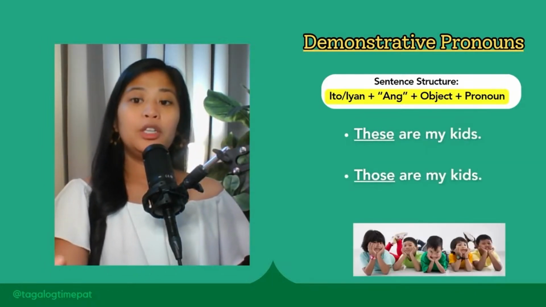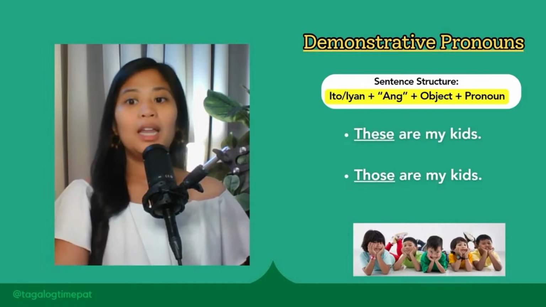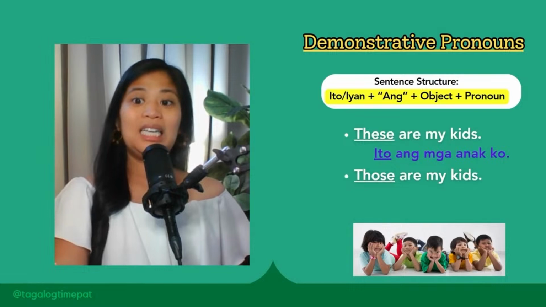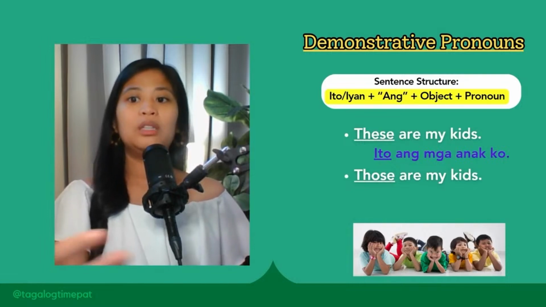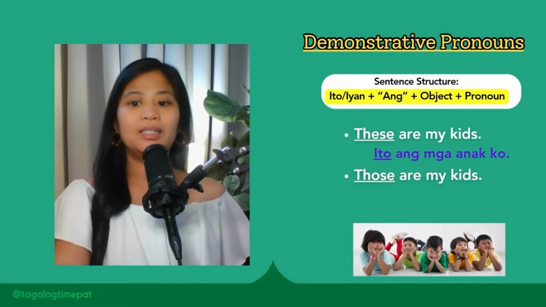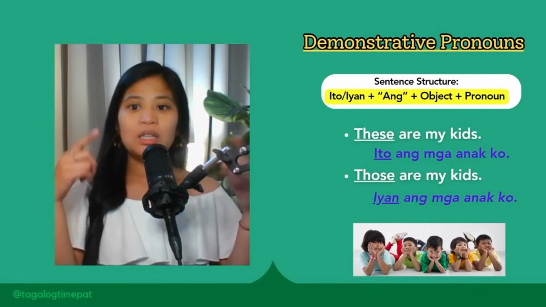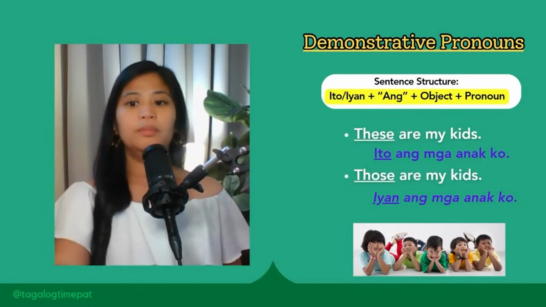And it can be used in a plural way as well. They can mean singular or plural things. So these are my kids is still ito ang mga anak ko. Those are my kids. Iyan ang mga anak ko. So ito means these. Iyan means those.